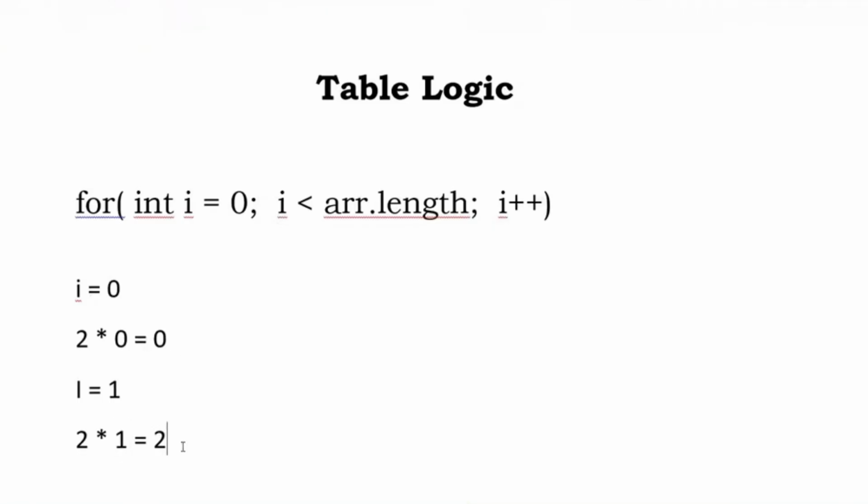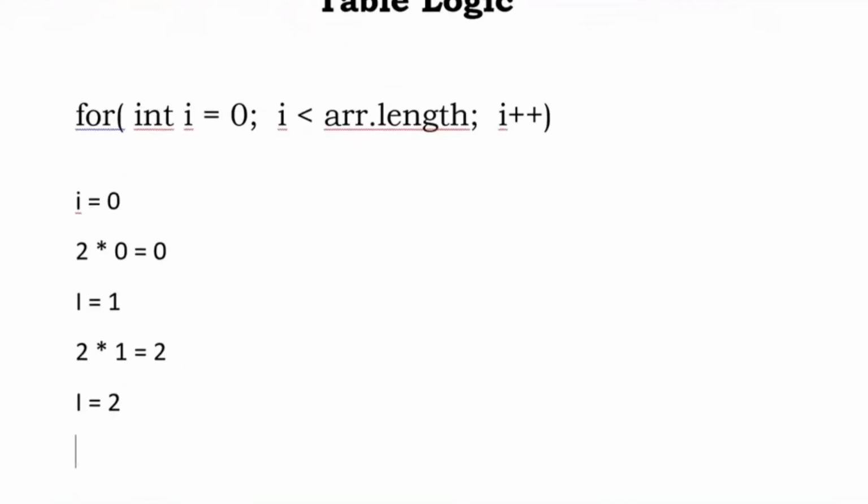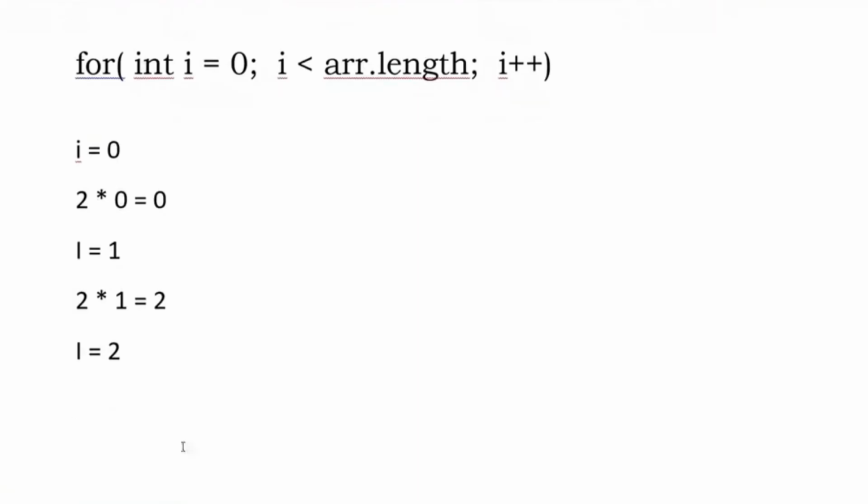And same as i equals 2. Then 2 multiply 2 equals 4. And so on up to i equals 9, because our loop is going to execute up to 10. So array position starts with 0. So 0 to 9 equals 10.